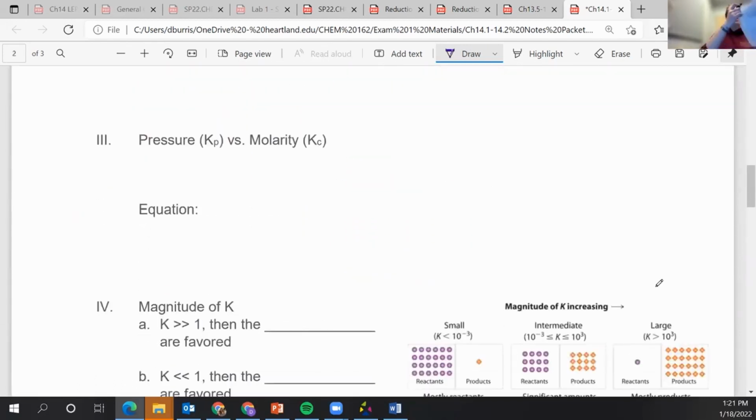Okay, now there's also Kp. So notice I pointed out that C earlier. C stands for concentration. P stands for pressure. So you can actually calculate a K value based on either pressures or concentration. So if we're using gases, pressures can be really useful, right?